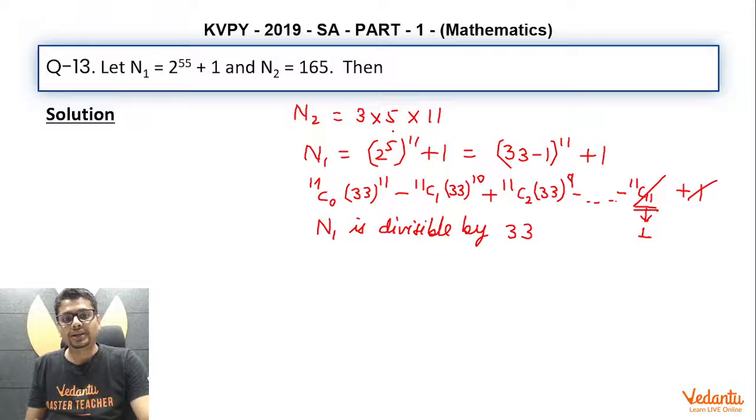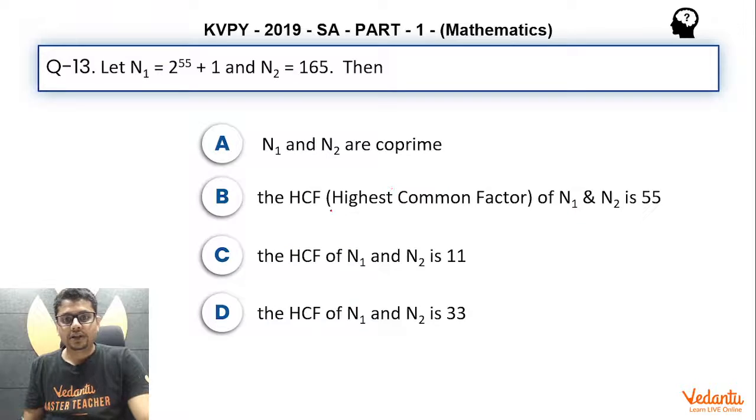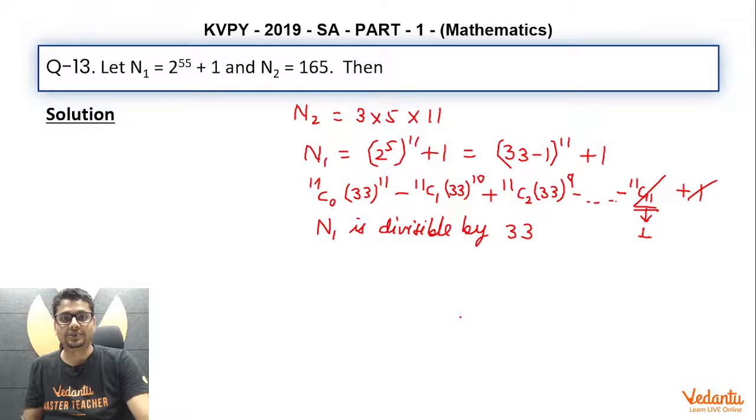Now all we need to check is whether n1 is a multiple of 5 or not. At this point of time, if you see the options, you would realize that the answer is supposed to be D. Why? Because if n1 is a multiple of 5 also, then the highest common factor between n1 and n2 would be 165, which is none of the options. I mean, none of the options says that HCF is 165. Since n1 is also divisible by 3 and 11, same as n2, that means HCF of n1 and n2 is supposed to be 33, and D is supposed to be the answer as per the options, because one option out of these four must be correct. So D is the answer.